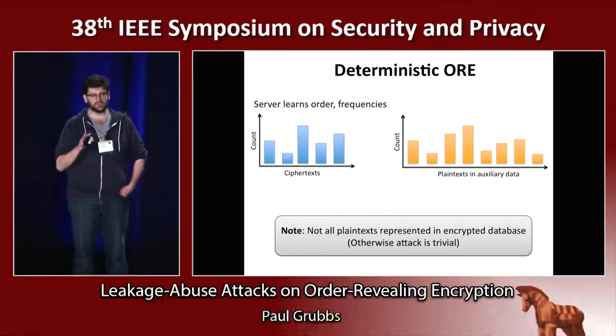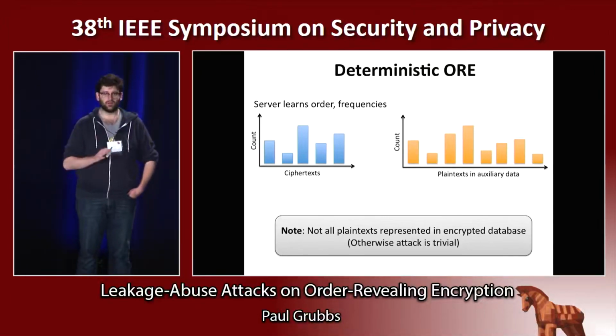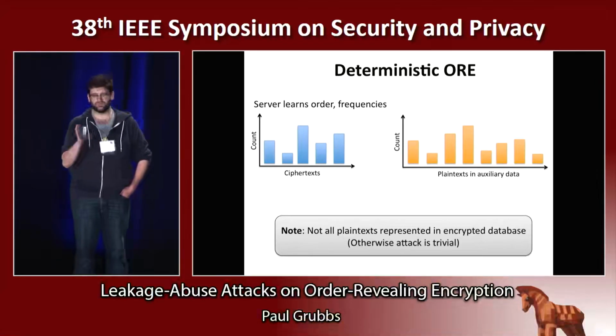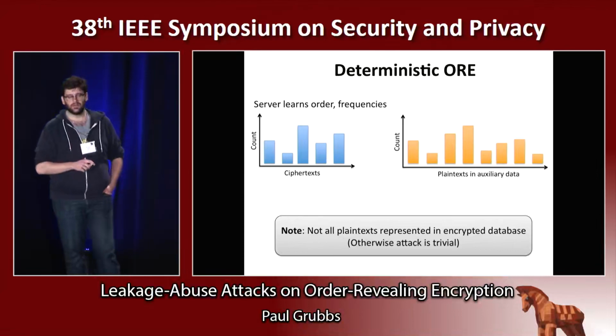So there are going to be some elements in the auxiliary data that do not occur. That is to say, there are no encryptions of these elements in the database. But crucially, we don't know which elements these are.